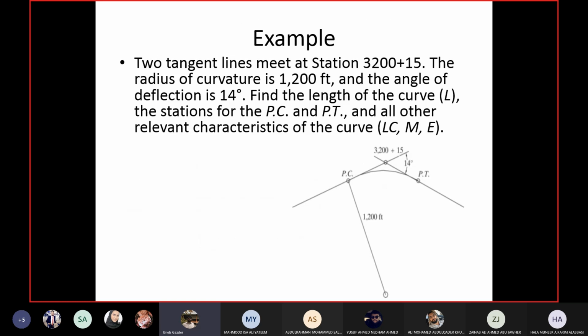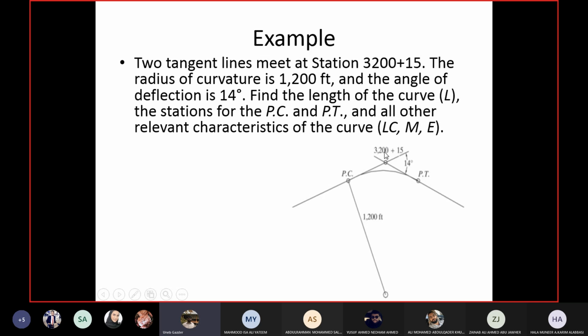Let us look at an example. We have two tangents which are meeting at station 3200 plus 15. The angle between the tangents is given here, 14 degrees angle of deflection. The radius of the curve is given as 1200 feet, so from PC to the center, 1200 feet. You have to find the length of the curve, find PC and PT, and also find other characteristics of the curve, including LC, M, and E.